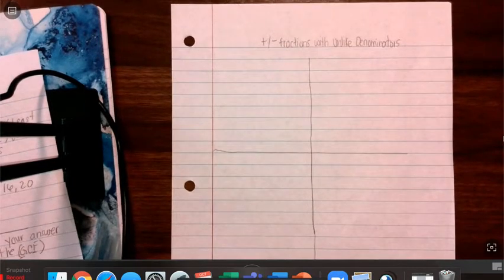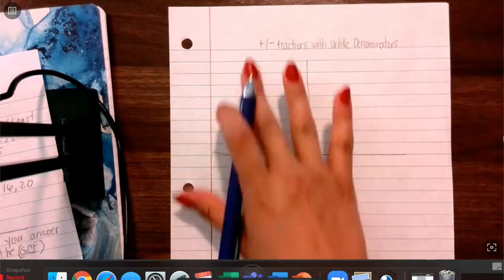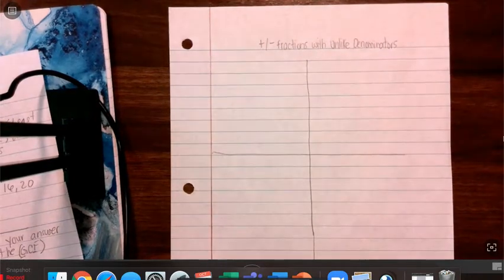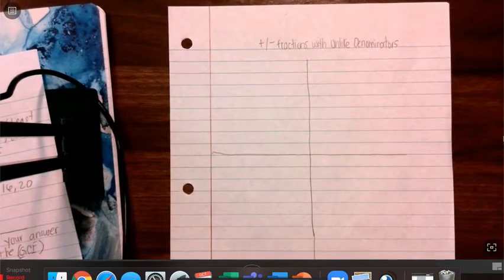Unlike denominators being different denominators. You should have already set up your four square method strategy. 1, 2, 3, 4, four squares.